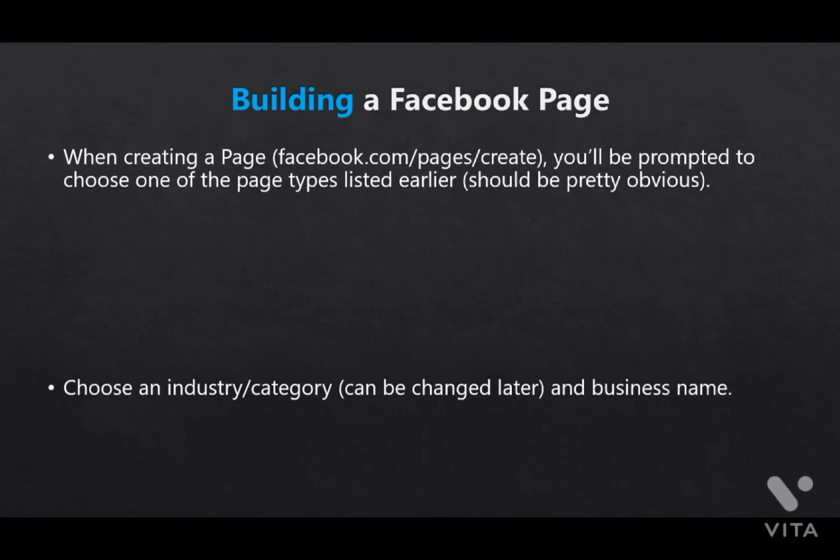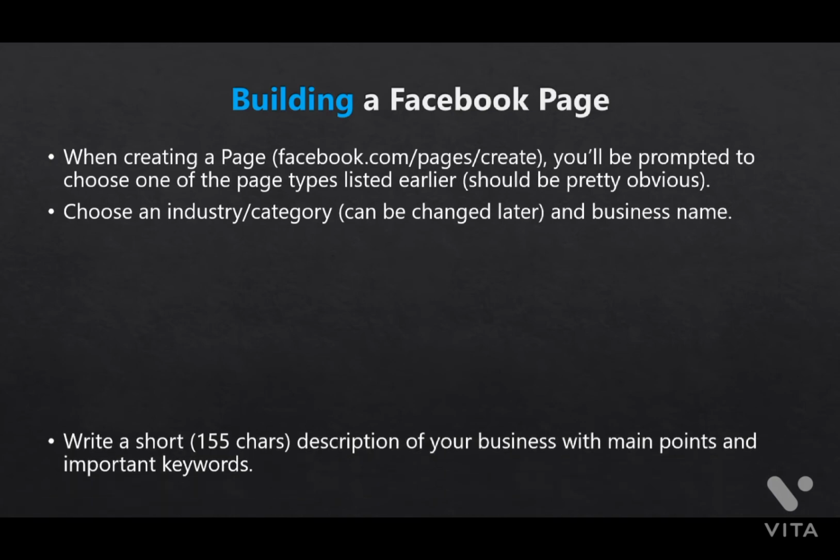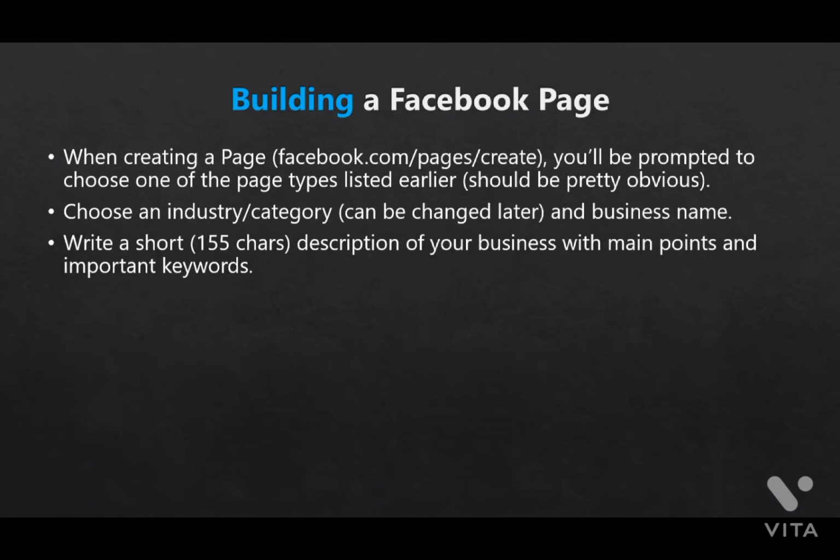Once you've chosen a page type, you'll have a drop-down menu where you'll need to choose an industry or category. If you're unsure which category applies best, don't worry, you can change it later. Then you'll be asked to input a business or product name and hit submit. When you first arrive at your new page, it'll be a little barren, but Facebook has made it very easy to start fleshing it out. The first thing you'll want to do is write a short description of what your page is about. Facebook only allows 155 characters, so you'll want to not only get the main points in just a couple sentences, but you'll also want to make sure you include any critical keywords that you want to be found for when people do searches.